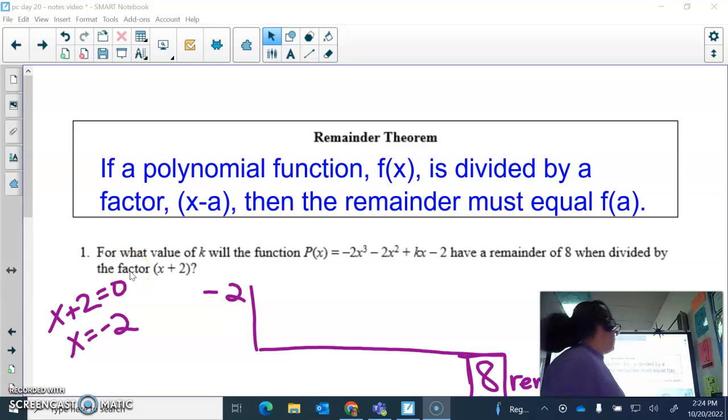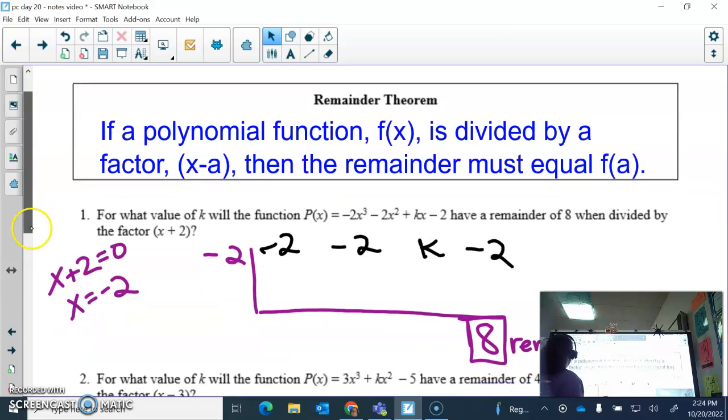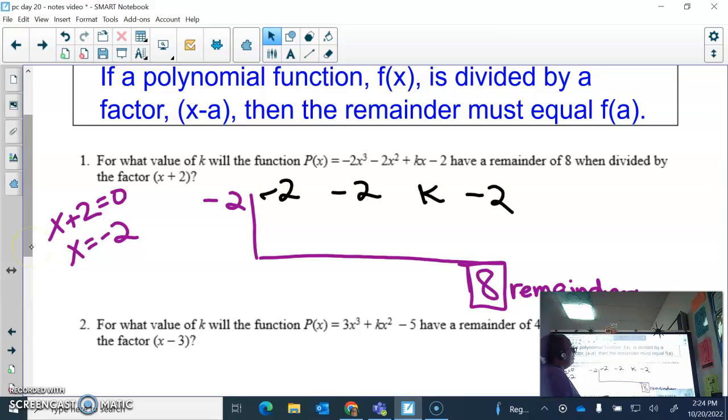Okay, so we left off setting this problem up. So I'm going to write the coefficients of the polynomial in my synthetic division setup here. You can do this two ways. You can work backwards or you can work forwards. Some of you might want to opt to work backwards.